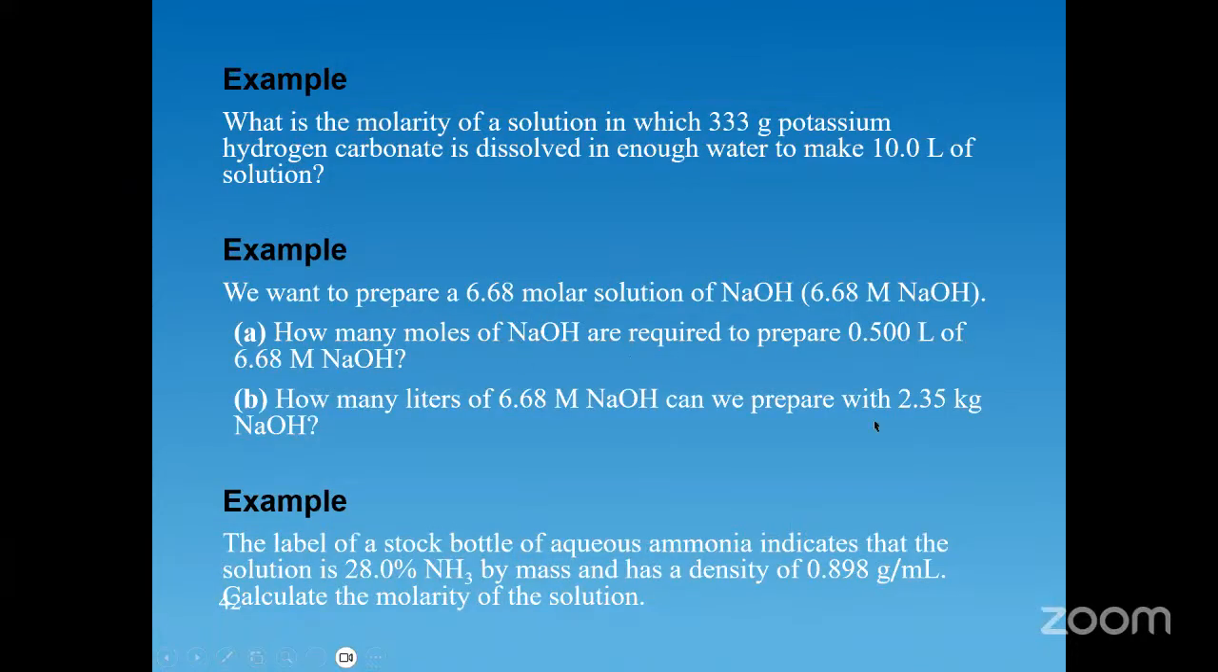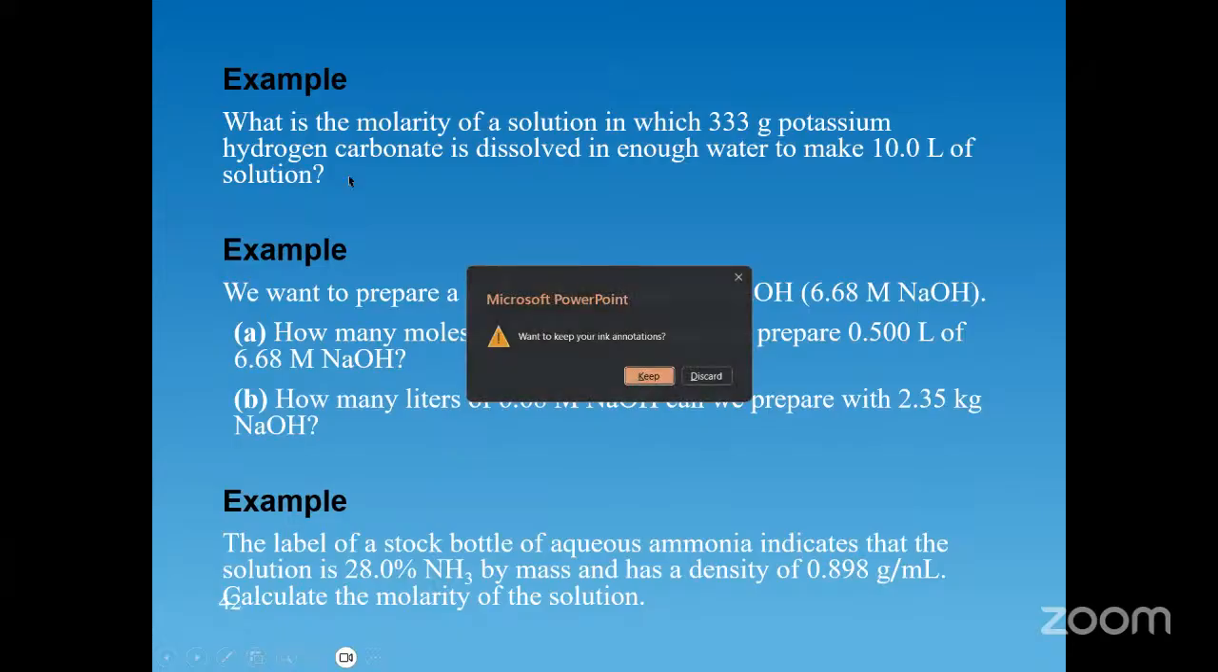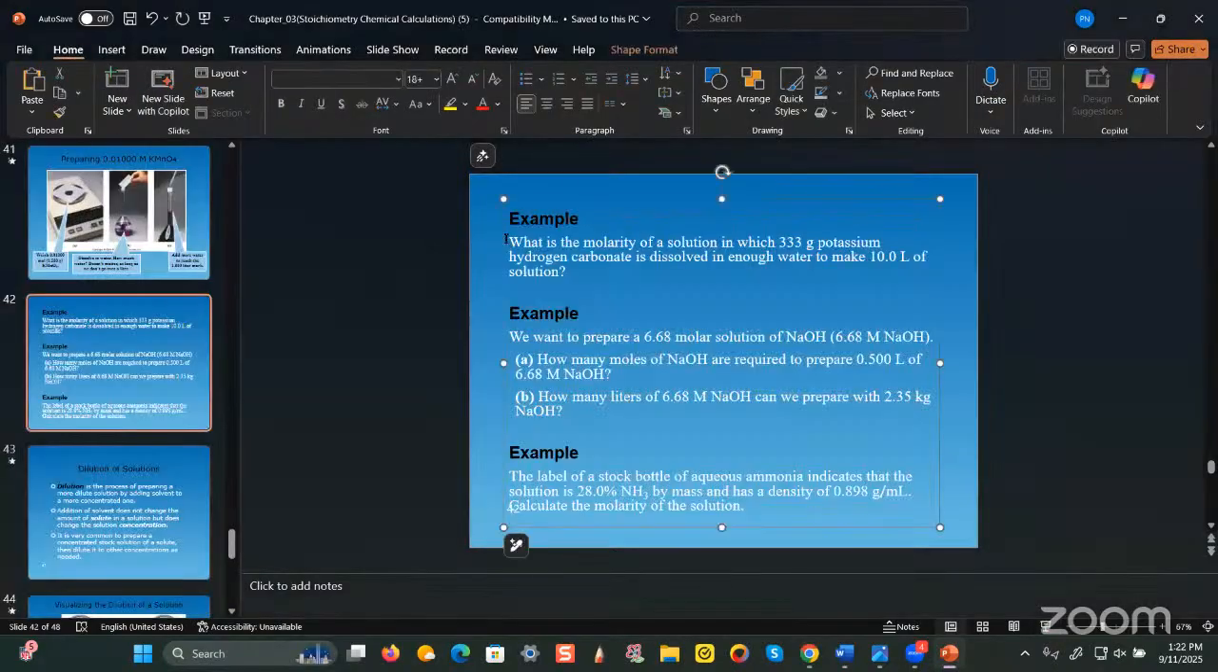So let's see if we can do, what time is it? 120. Okay, should be able to do a couple of these. So let me copy this. Paste it here.